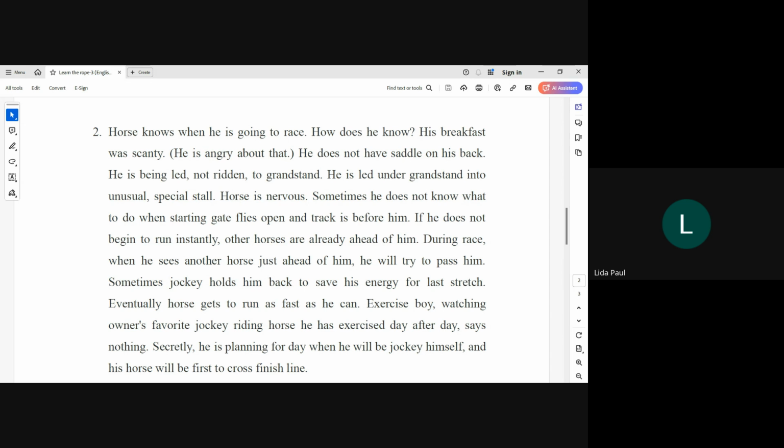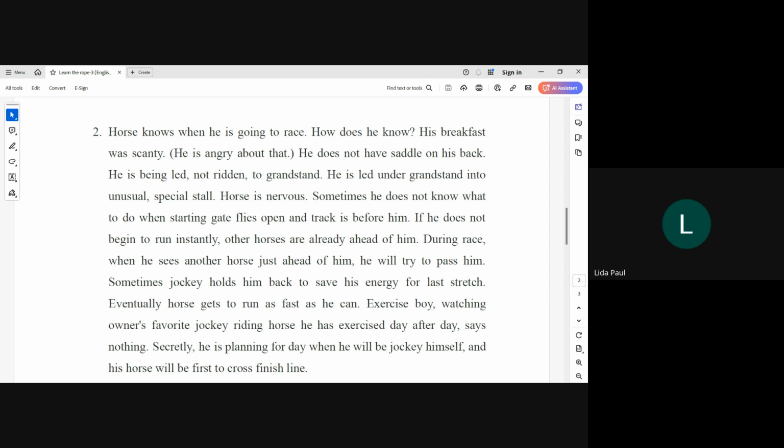One more thing: once we have used the article "the" with something in a sentence, particularly in a paragraph, thereafter, wherever you say that word, you repeat the same article. You don't change it. So if you say "the grandstand" in the first place, then wherever else you find grandstand, it's going to be "the grandstand" always. So, "He's led under the grandstand into unusual, special stall."